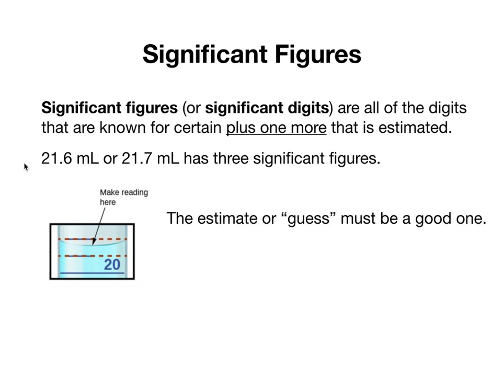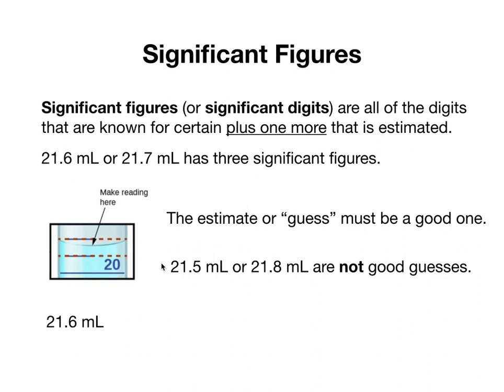So when we're trying to make these estimations or guesses, we do want it to be a good estimate. We don't want it to just be a wild guess, or something that's not very good. In other words, we wouldn't want to look at this and say, I think that's 21.5, because if you look at this, it is more than halfway. So 21.5 would not be a good guess. 21.8 probably wouldn't be a good guess either, because it would be a little bit higher if it were 21.8. So one of the aspects of making an estimate is it needs to be a good estimate, okay?